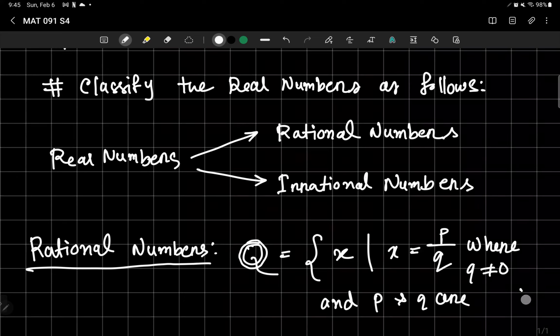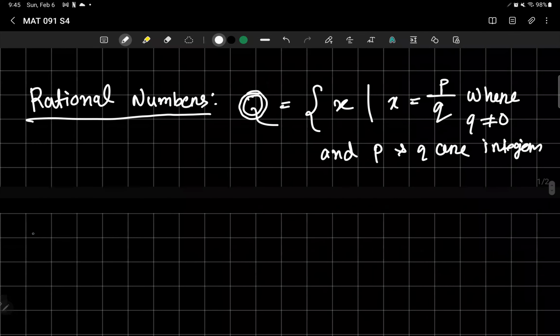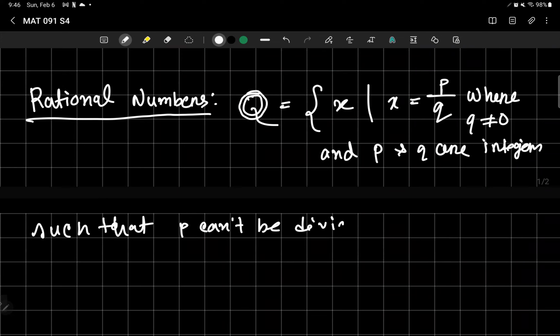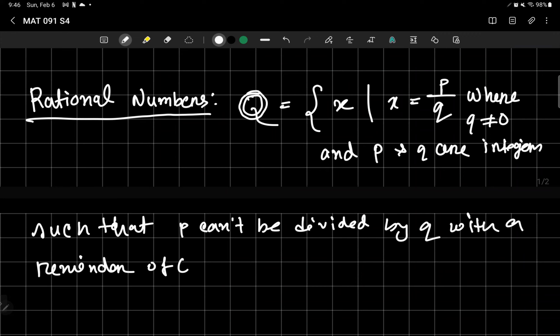Even if I don't use the word co-prime, I'm saying that p and q are integers such that p can't be divided by q with a remainder of 0. This means not divisible.